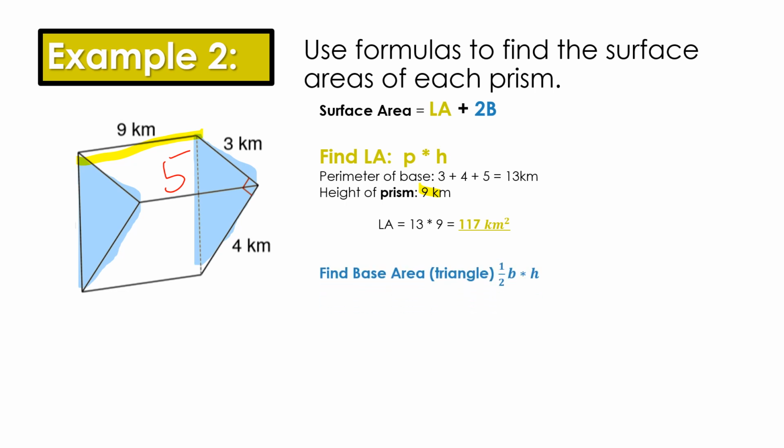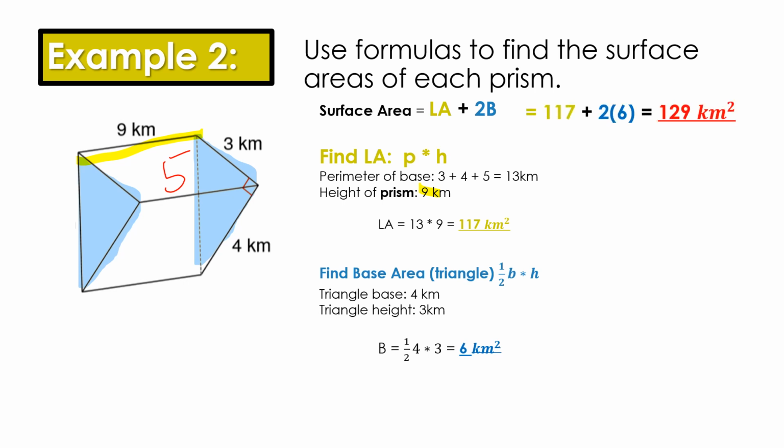Next, I want to find the base area, which we know are these triangles over here. So it's 1/2 base times height is our formula. The base is 4, the height is 3, right? Remember, we want to focus around that right angle there. So that means that my base area is going to be 6 kilometers squared. So I'm going to add them together. I have my lateral area plus 2 bases, and that gets me a total of 129 kilometers squared.